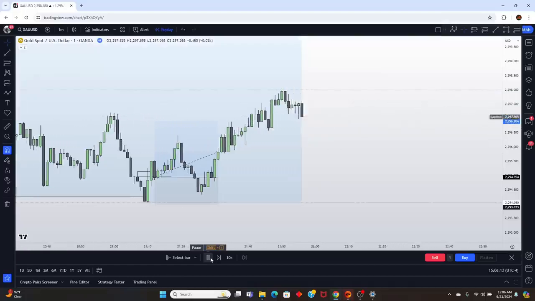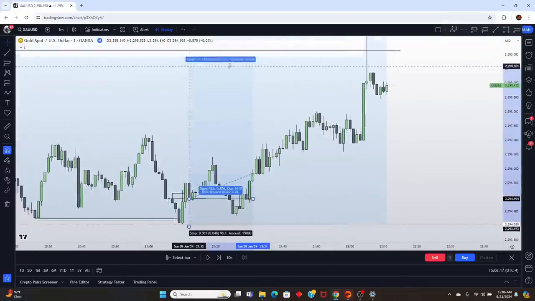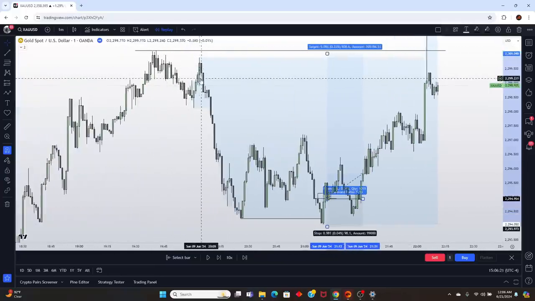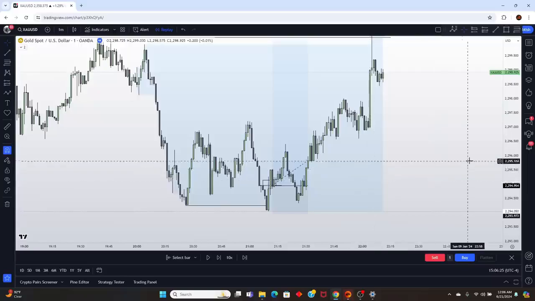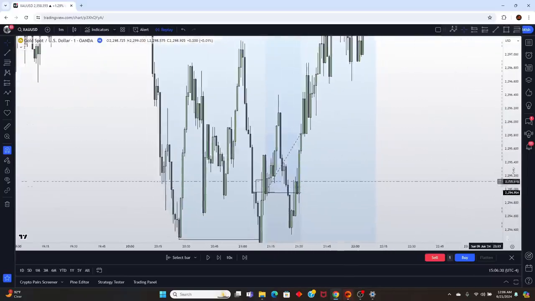So you can see that the take profit level was hit and the price kept going up, and eventually it took out this high over here. So basically a market maker model, but you don't have to worry about all that stuff. And you can see we filled this tiny fair value gap and then we pushed up.